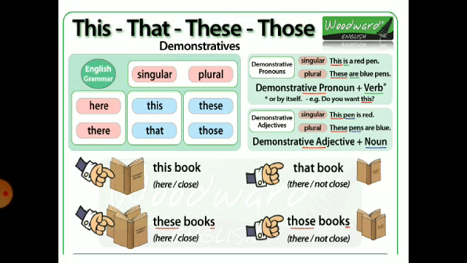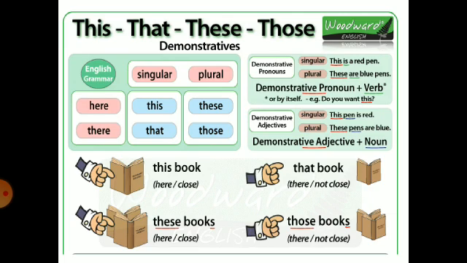Now, sometimes the children get confused between demonstrative pronouns and demonstrative adjectives. I'll clear you everything. It's very easy, but you have to pay attention. Be careful now. First of all, we'll talk about demonstrative pronouns. Like, this is a red pen. Singular. Now, plural. These are red pens.